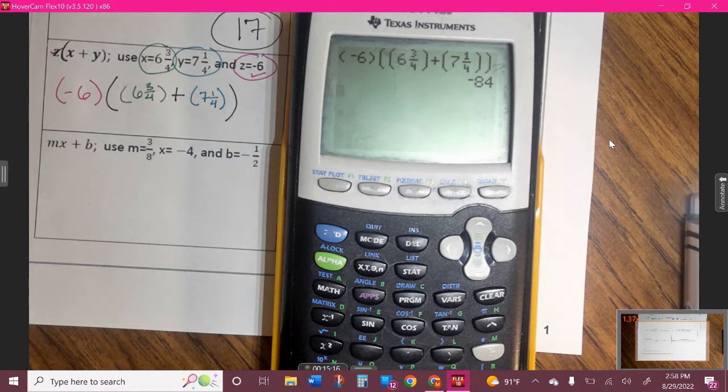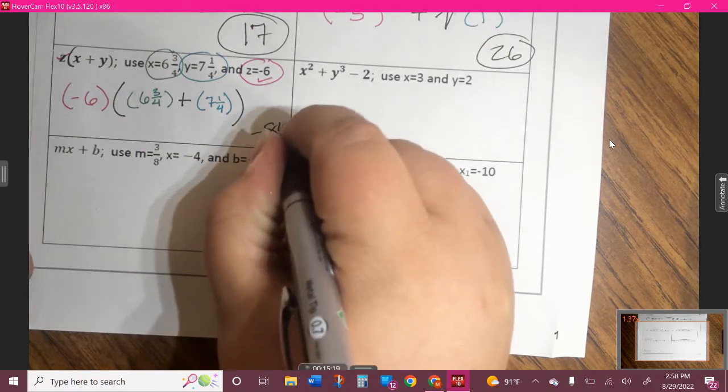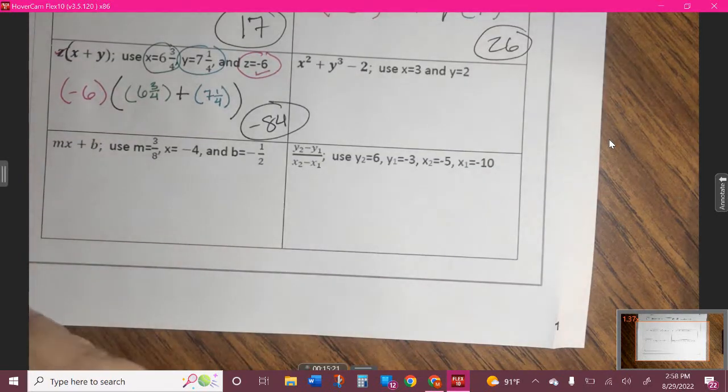And that gets us negative 84. The calculators are a blessing and a curse because the calculator will do exactly what you tell it to do. So if you type something incorrectly, then you're going to get a wrong answer, not because your calculator didn't know how to do it, but because you didn't know how to use the calculator.